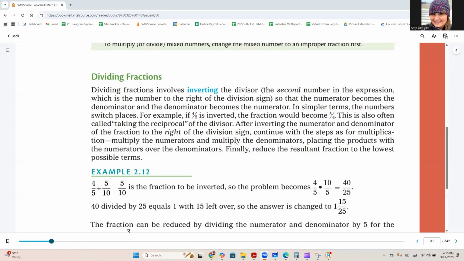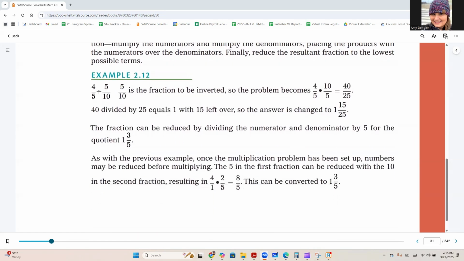After inverting the numerator and denominator of the fraction to the right of the division sign, continue with the steps as for multiplication. Multiply the numerators and multiply the denominators, placing the products with the numerators over the denominators. Finally, reduce the resultant fraction to the lowest possible terms. So we'll do that example now.